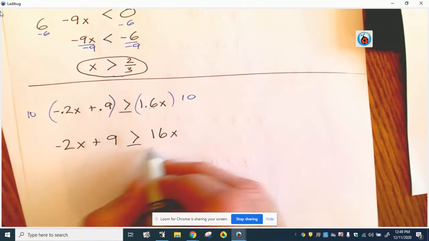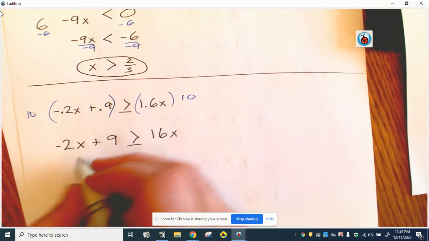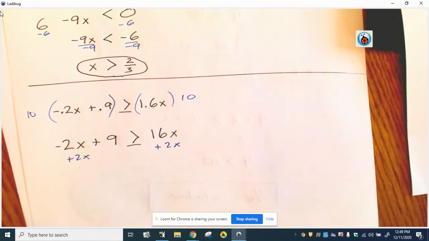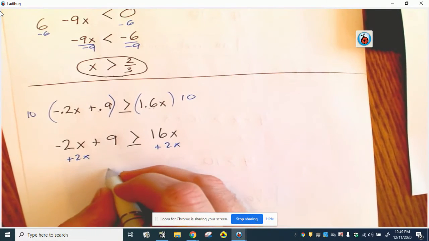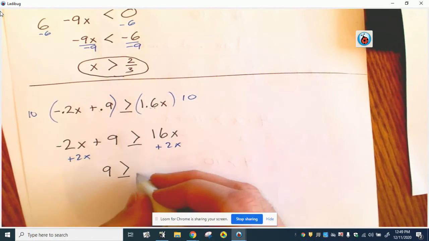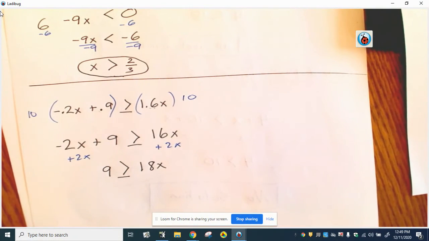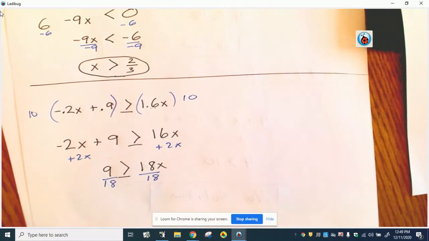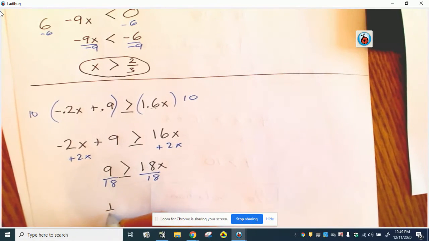So, again, I personally would probably bring it to the left, but a lot of people would go the other way. It doesn't really matter which way you want to do it. That's why I'm doing it some both ways. This one, 9, we're not going to flip the sign over here because we're just adding 2. 18, we would divide by the 18 to get the x by itself. 9 over 18 would reduce to a half.